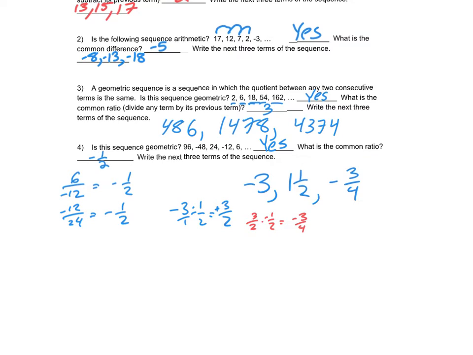Then if I take the 6, the last term here, and I multiply it by negative 1/2, I'm basically taking half of 6, which is 3, but it's negative, so I get a negative 3 for the first term. Then I want to multiply negative 3 by negative 1/2, and when I do that, I get this work right here. Then I take my answer there, which was positive 3/2, and multiply that also by negative 1/2, and I get negative 3/4. So these are the next three terms of the sequence.